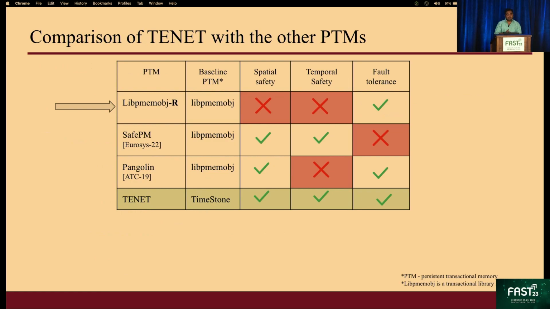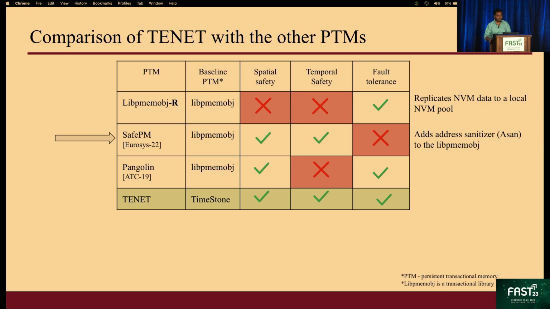So this is the table that we saw in the introductory part of the talk, and overall there are 3 techniques so far in terms of memory safety and fault tolerant PTM, and all are extensions of the PMDK transaction library. libpmemobj-R is nothing but simple replication support for the PMDK transaction. It will just simply replicate the NVM data to another local NVM. And SafePM is a recent extension of PMDK transaction. By adding address sanitizer support, it supports spatial safety and temporal safety, but no fault tolerance support.